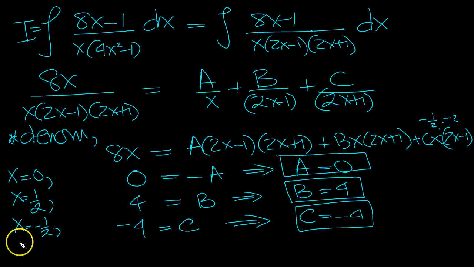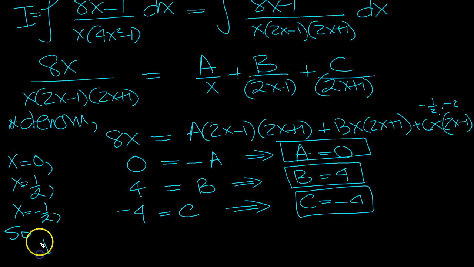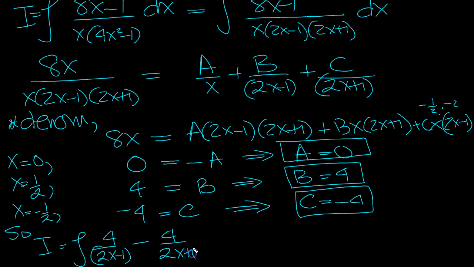So we can write down the answer now. I equals then the integral. It will be, instead of this stuff, it will be a, which is 0. So b, 4 over 2x minus 1. Plus c rather, minus 4. So put a minus in then. Over 2x plus 1 dx. And we can work that out straight away, can't we?